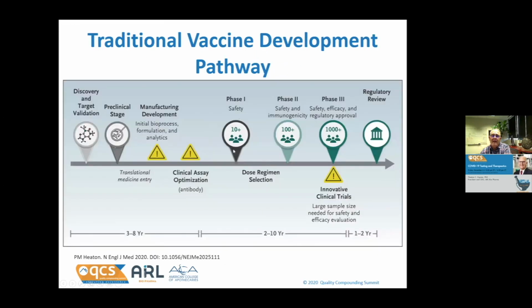Okay, vaccine development. This is what's amazing. Notice how many years from preclinical to the manufacturing process to the optimization of the assay. Then you go into, so this is even preclinical before it's even started. Then you have the safety of the vaccine, then the safety and the immunogenicity, and then the safety, efficacy, and regulatory approval. So you can see it takes many years.